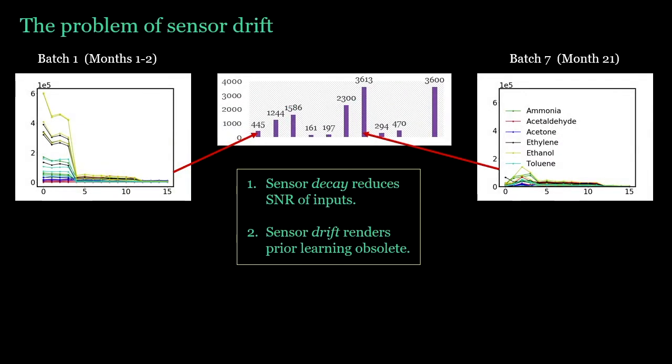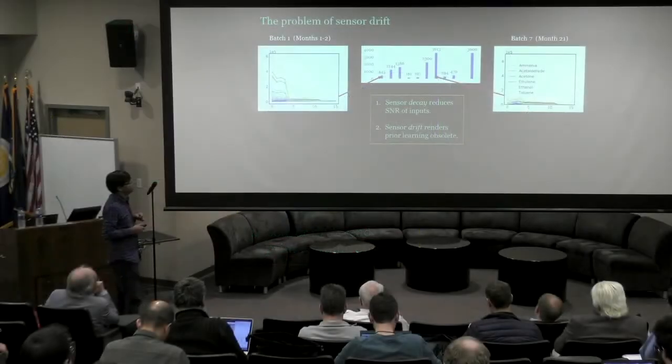Now, again, there's another challenge in machine olfaction, that is the problem of sensor drift. On the left, you see the sensor responses of 6 gas types. And they are widely different, and I showed you this graph before. And on the right, you see the sensor responses of, in fact, the same sensors and the same gas types after 20 months, and they have degraded. And this is bad. Sensor drift renders prior learning obsolete.